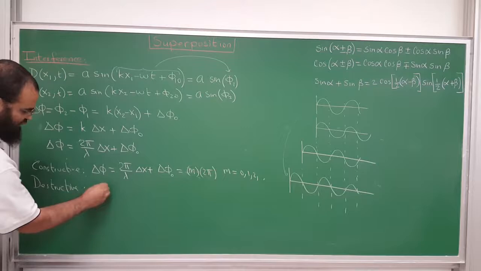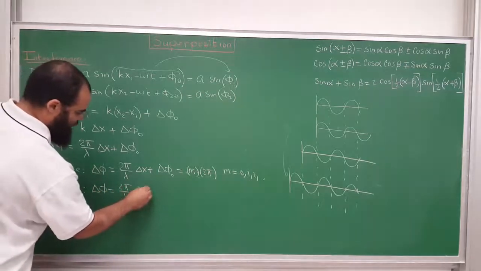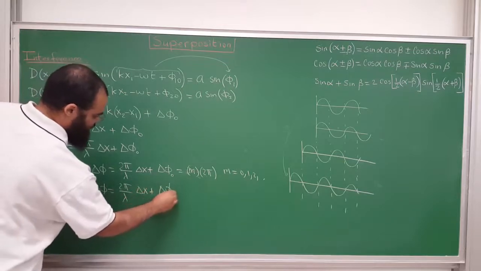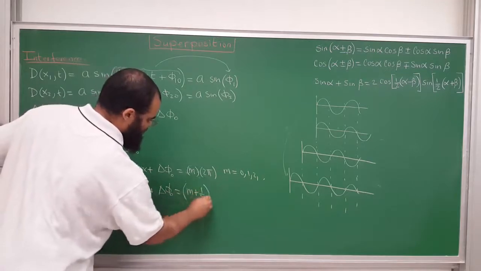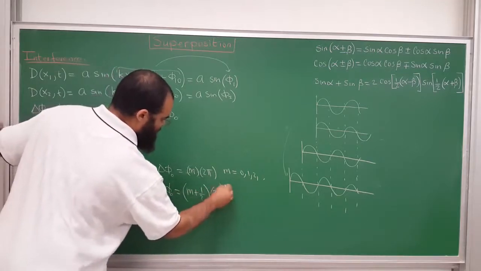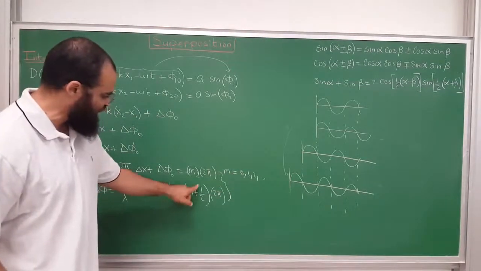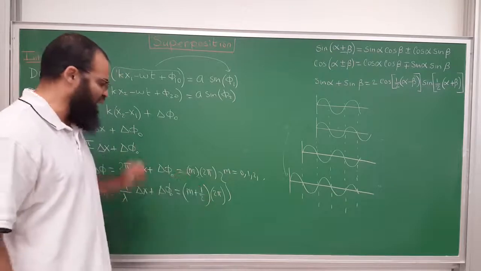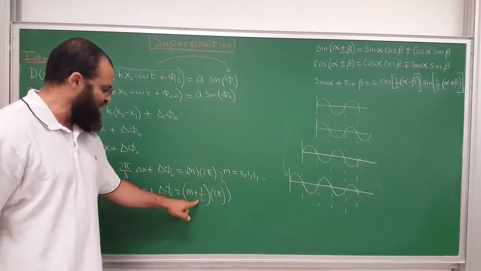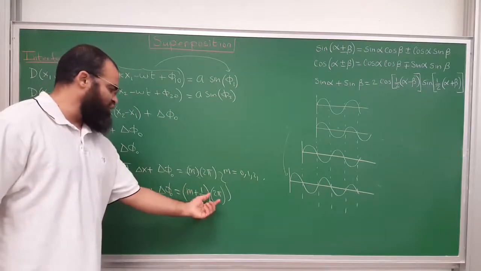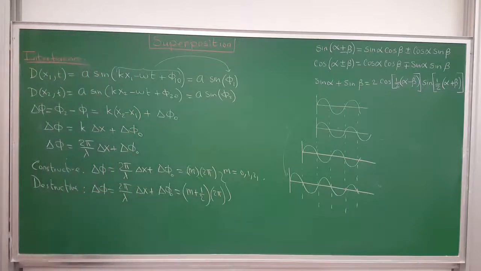So if delta phi is equal to 2 pi over lambda delta x plus delta phi 0, and that's equal to an integer plus a half times 2 pi, where m is also 0, 1, 2, 3, and so on. If m is 0, you get 0 plus a half, that's half. Half of 2 pi is pi. If m is 1, 1 plus a half is 1.5, and 1.5 times 2 is 3, that's 3 pi. And so on. So this is the condition for destructive interference.